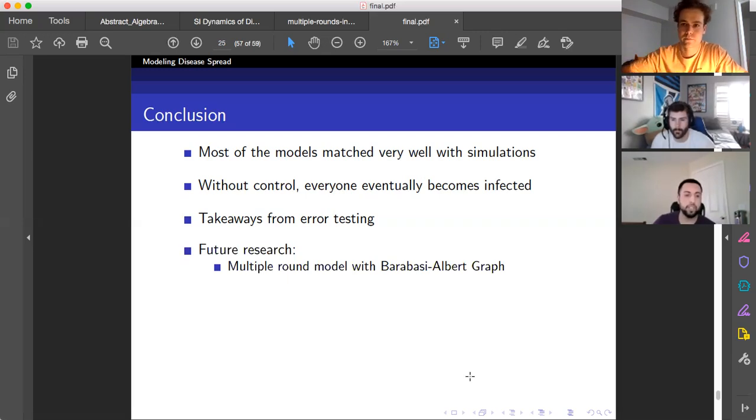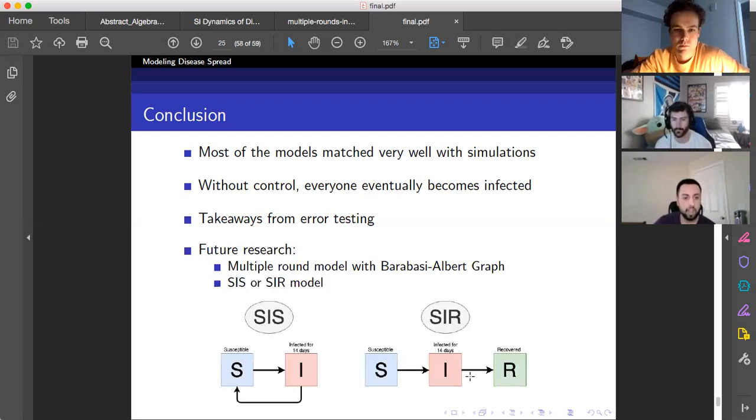So for our future research, we can do the multiple round model with Barabasi-Albert graphs, which basically means doing the second model that Luke presented using Barabasi-Albert graphs instead of the Bernoulli graphs. And then we can also try doing the SIS or the SIR model. For the SIS model, someone would be susceptible, then they would get infected for 14 days, and then they would go back to being susceptible again. So they're still included in the model because they're still able to get infected.